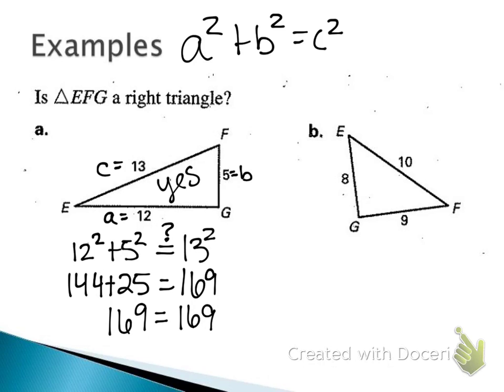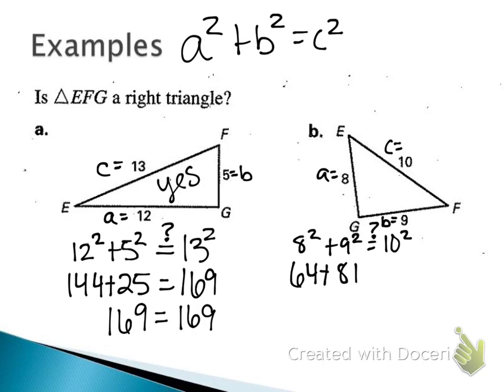On letter B, what do we think C has to be? 10. It's got to be the longest side. The other two, it doesn't matter as much. So I have 8 squared plus 9 squared. We're wondering if that will come out to equal 10 squared. What is 8 squared? 9 squared. If we add those together, what will we get? 145. What's 10 squared? Do those equal each other? Is this a right triangle? No. If they don't end up equaling each other, it is not a right triangle.